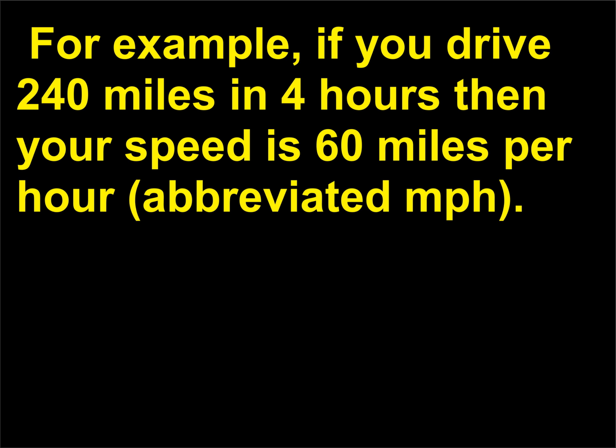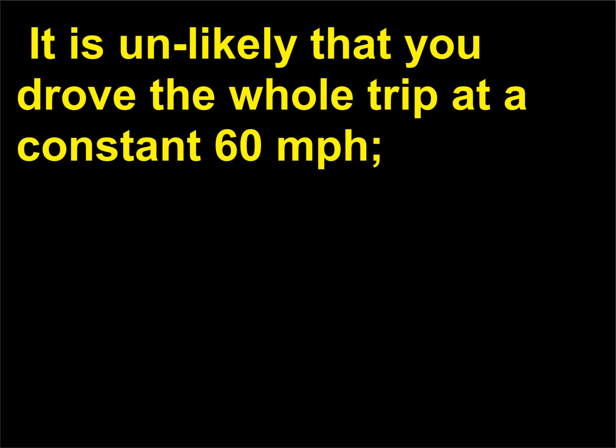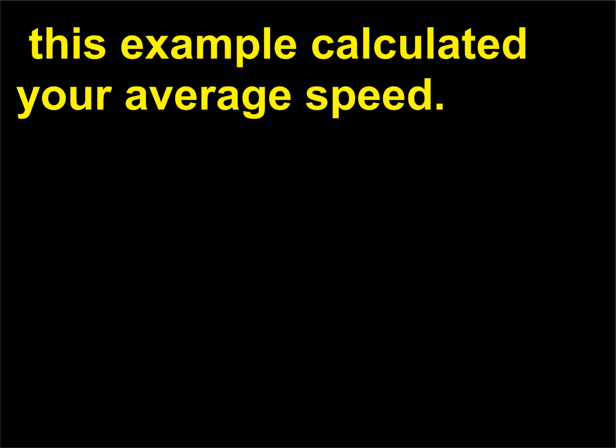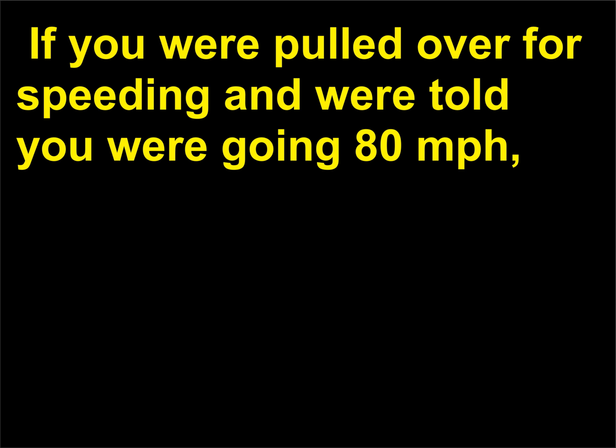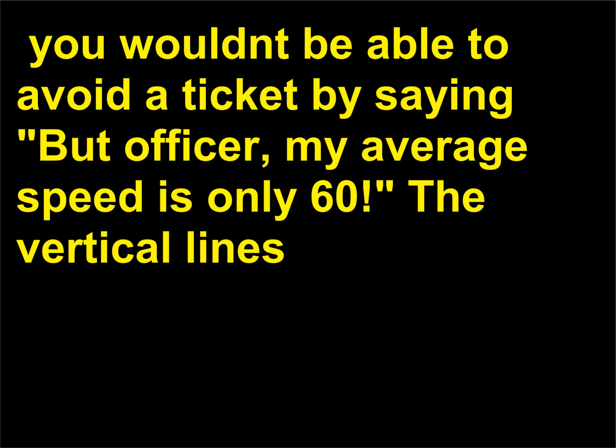For example, if you drive 240 miles in 4 hours, then your speed is 60 miles per hour, abbreviated mph. It is unlikely that you drove the whole trip at a constant 60 miles per hour. This example calculated your average speed. If you were pulled over for speeding and were told you were going 80 miles per hour, you wouldn't be able to avoid a ticket by saying, "But officer, my average speed is only 60."